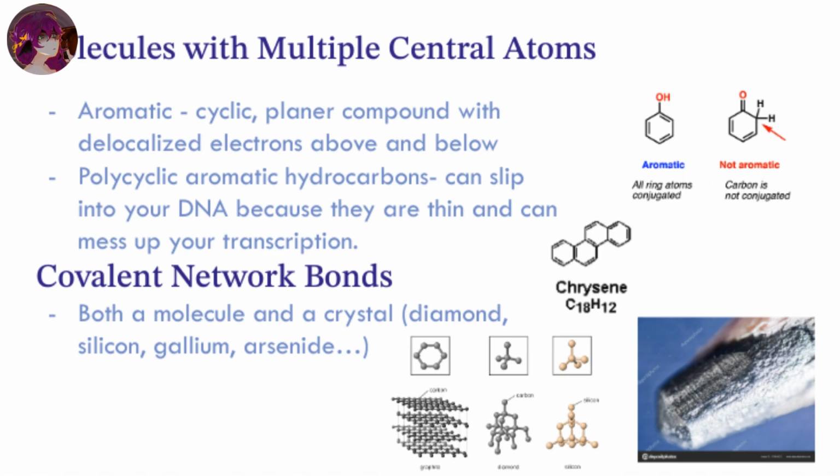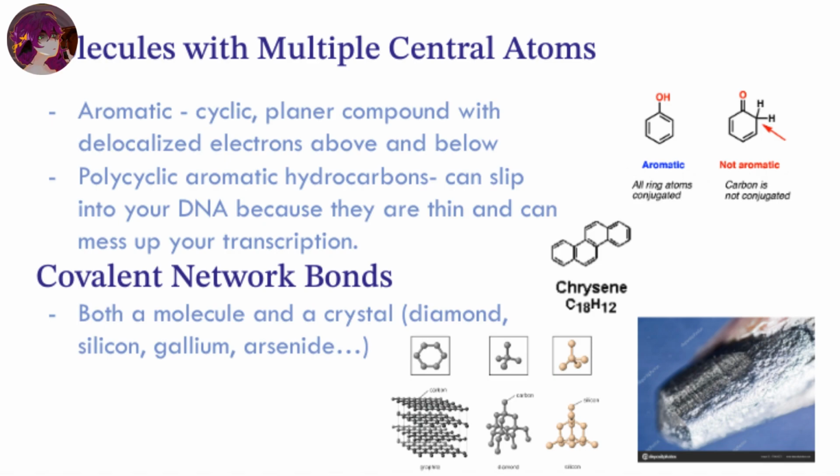Then there are molecules with multiple central atoms. The two examples we were given were aromatic and polycyclic aromatic hydrocarbons. So for the first one, there's a rule that they have to be cyclic and planar compounds with delocalized electrons above and below. So typically it means that they have to form resonance structures. If they can't, it is likely not an aromatic structure.